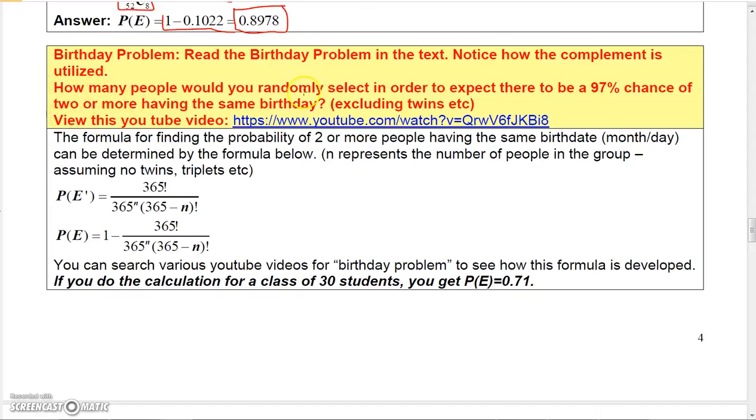Okay, let's talk about the birthday problem, but I don't want to spend a lot of time on it. How many people would you randomly select in order to expect there to be a 97% chance of 2 or more having the same birthday? Now, you might find this surprising.